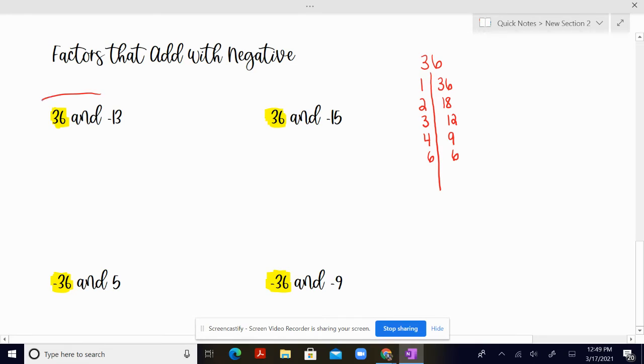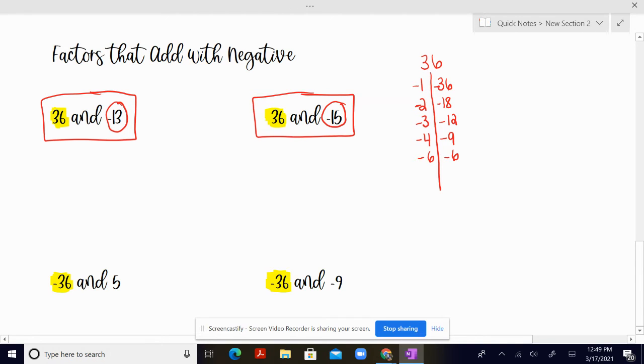So let's look at these first two. I'm going to keep the red theme going. We are multiplying to 36, but adding to a negative number. When you multiply to a positive and add to a negative, all your numbers have to be negative. So if I were to add these, I would get negative 37, negative 20, negative 15, negative 13, and negative 12.